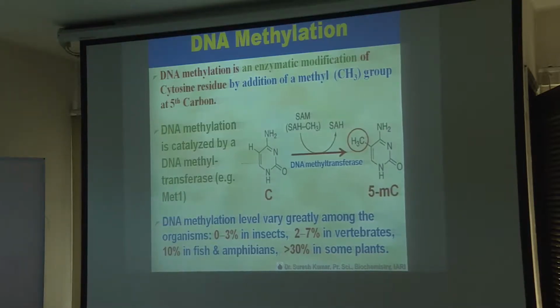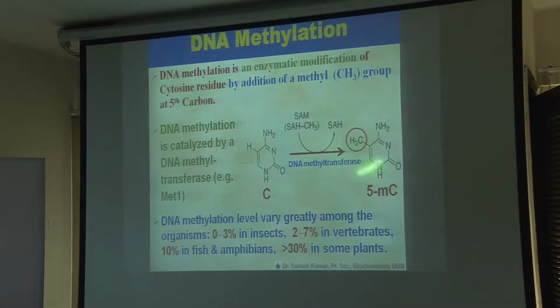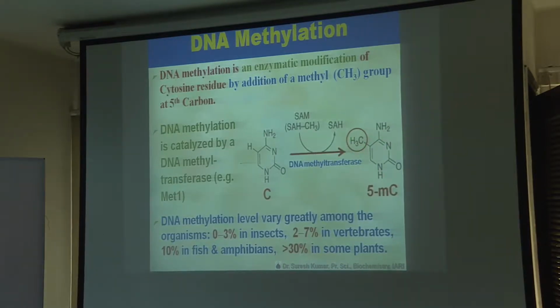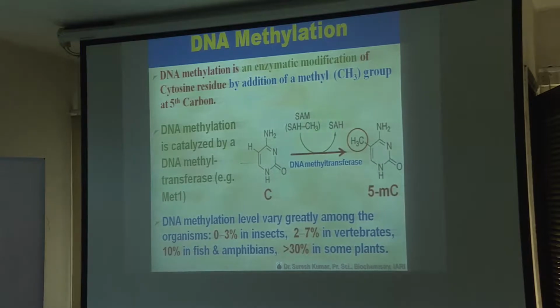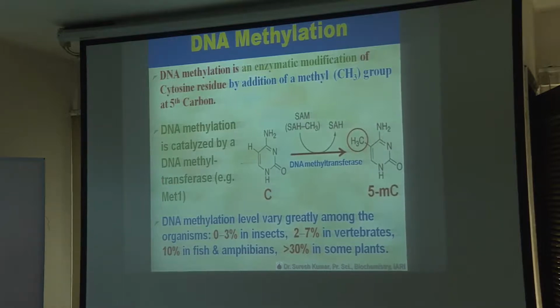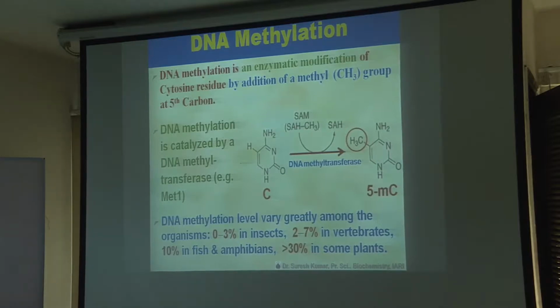Okay. So, you can see here, this is cytosine, and how this cytosine is getting converted into methyl cytosine: a methyl group is added at the 5th carbon position. And then you can see SAM, S-adenosyl methionine, you must know. So, that is going to provide the methyl group for attachment at the 5th carbon position. Okay. And then you can see the DNA methyl transferase enzyme is involved in this process.